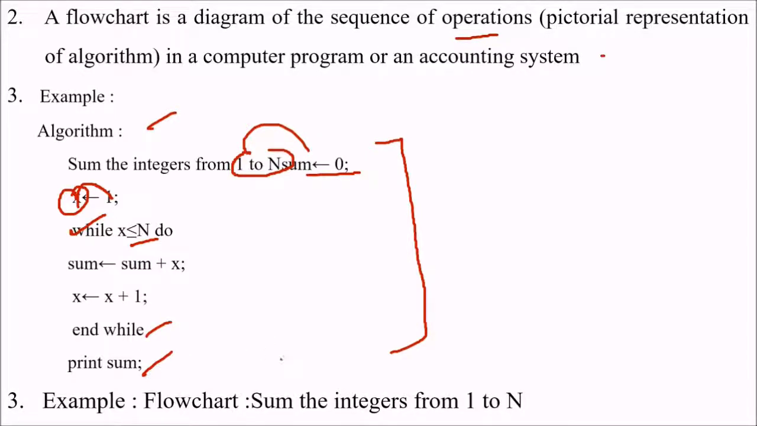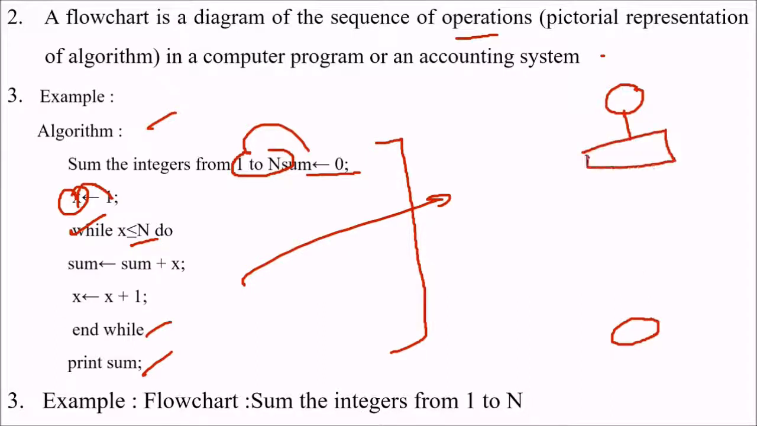What about the example in a flow chart? We sum the integers from 1 to n and we show this particular thing in terms of a diagram like this: input, some condition like this, and values. So these are the notations of the flow chart.